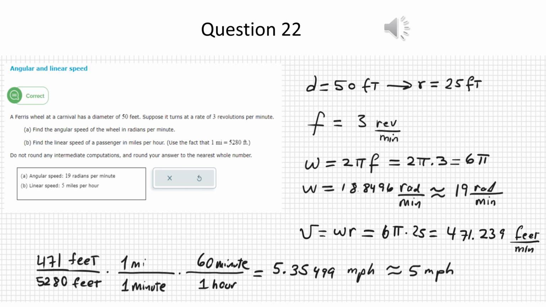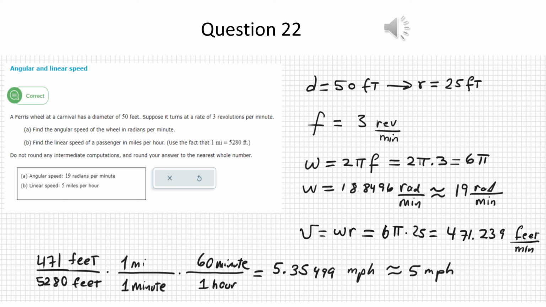6 pi expressed in decimal, you put pi in your own calculator, depending on the approximation. Your own calculator gives 18 point something. You round to the nearest whole number, 19. 19 is omega. Omega is the angular speed, 19 radians per minute. Okay. And linear velocity, linear speed, or velocity, no, speed, because this is a scalar, is equal to the formula omega multiplied by r, r is 25. That's 6 pi times 25, put in the calculator.